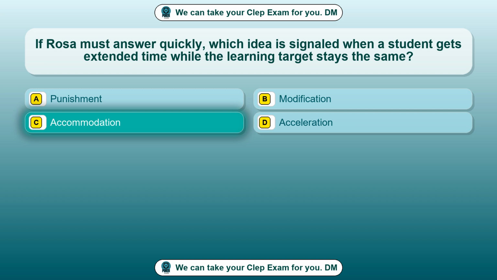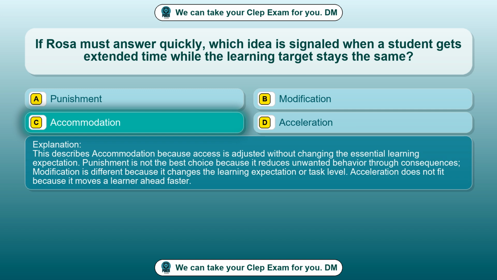Accommodation. This describes accommodation because access is adjusted without changing the essential learning expectation. Punishment is not the best choice because it reduces unwanted behavior through consequences. Modification is different because it changes the learning expectation or task level. Acceleration does not fit because it moves a learner ahead faster.